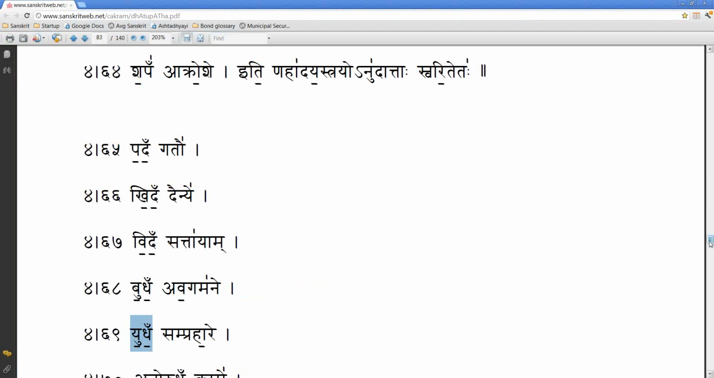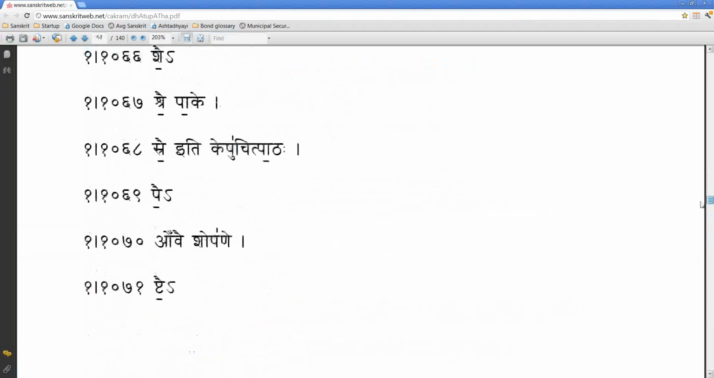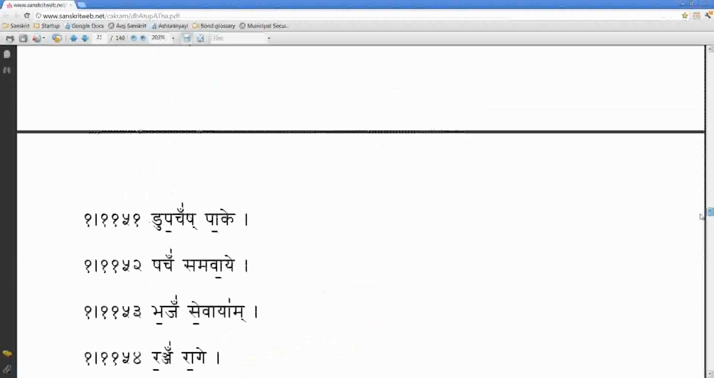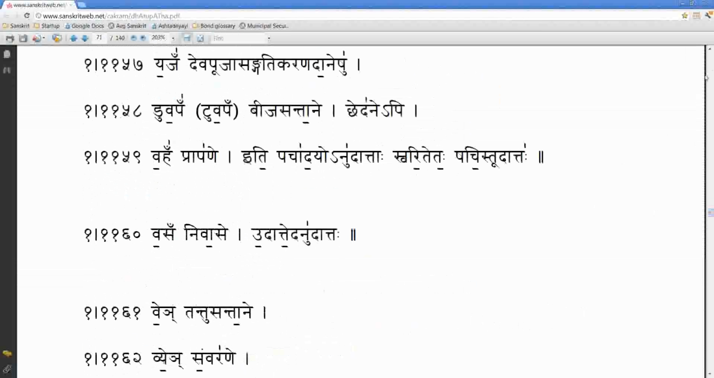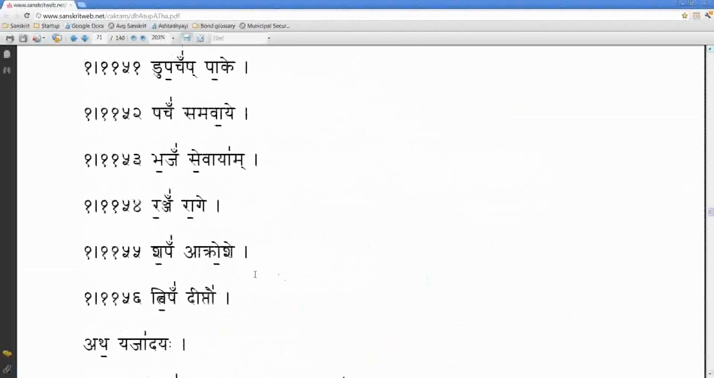It's that way we can check what kind of swara it has on it. 1155. Shapa akroshe. Okay, so here it is, Shapa. So it is a Swarita It, first of all. Excuse me, Swarita It. So what does that mean?